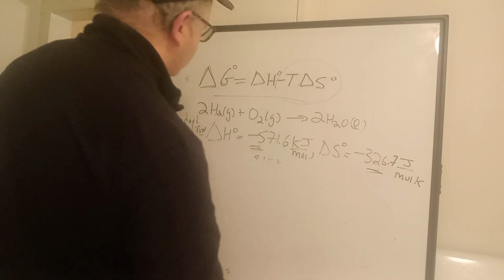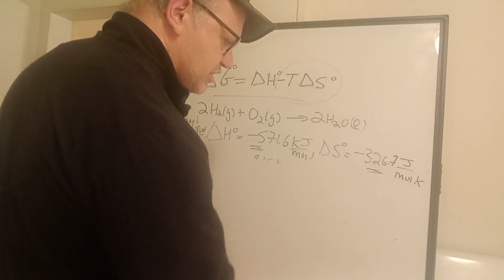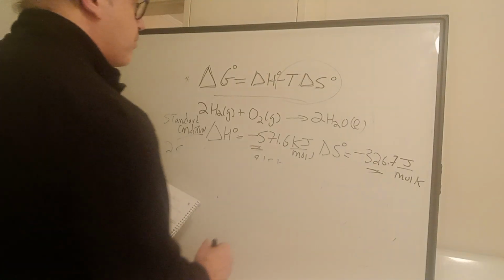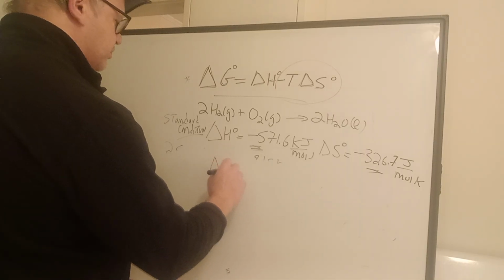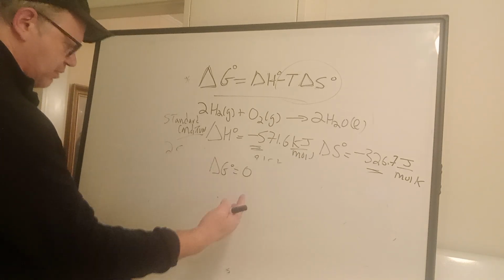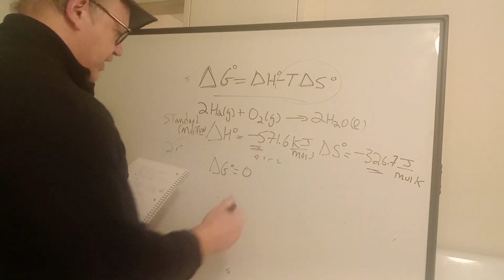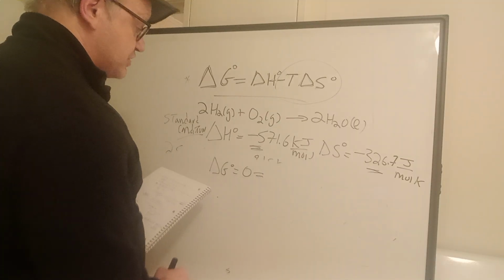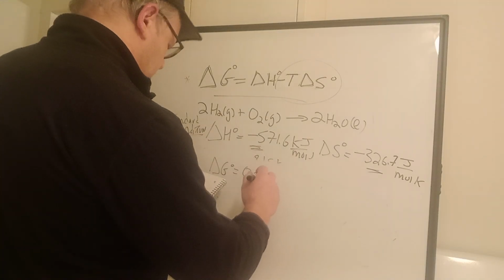So we have this equation, delta G equals delta H minus T delta S. The way I would do it is set this equal to 0, because that's the interface between something being positive and negative, right? So if we figure that out, any temperature above that threshold value will be non-spontaneous, and any temperature below it will be spontaneous.